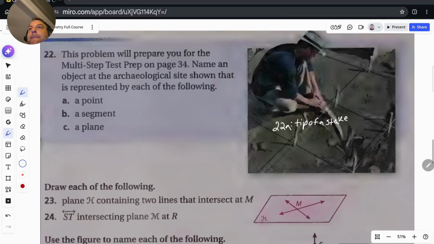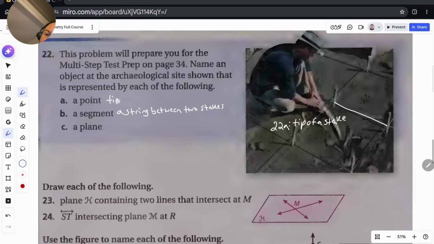All right, on to B, a segment. Now, a segment is a piece of a line with two endpoints, as we've learned. So at our dig site here, each piece of string tied between two stakes would be a segment, for example. It has a clear start, one stake, and a clear end, the other stake. So we can write next to 22B a string between two stakes. There's that string. A string between two stakes. 22A was a tip of a stake.